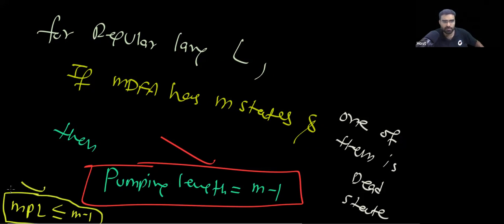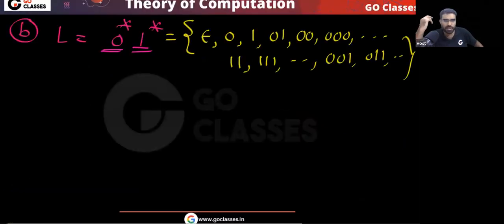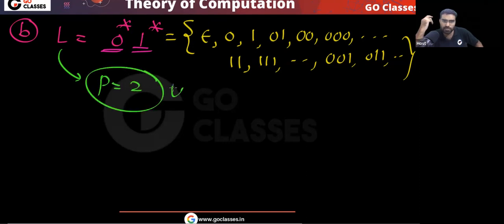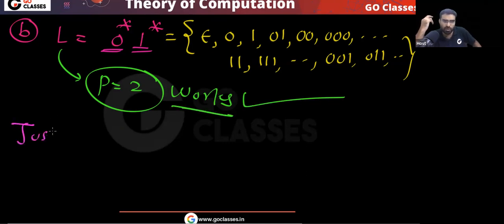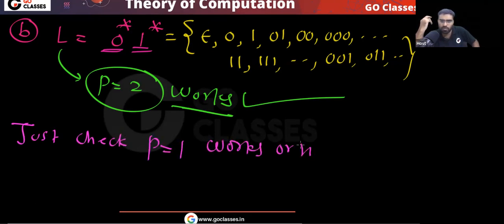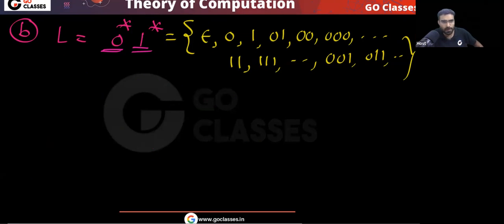So these are the points we have already seen. Anyway, let's check p equal to 1. We only have to check p equal to 1. Remember, for this language, p equal to 2 works. We already know that, so we don't have to check it. Just check whether p equal to 1 works or not. So tell me, will it work? P equal to 1.